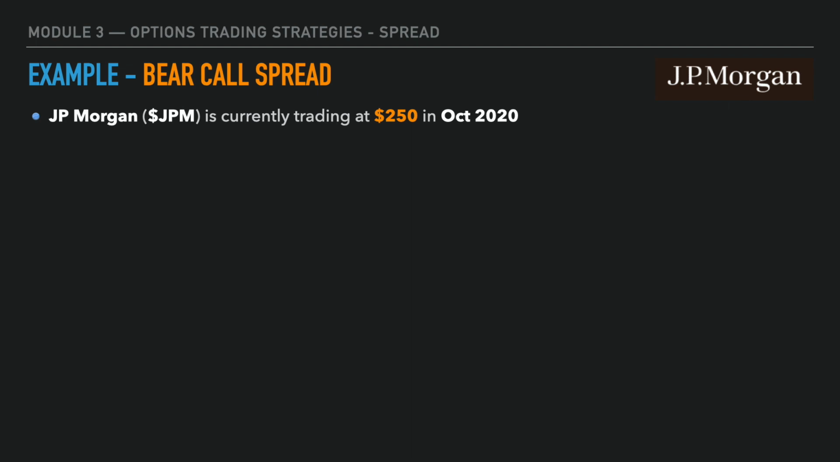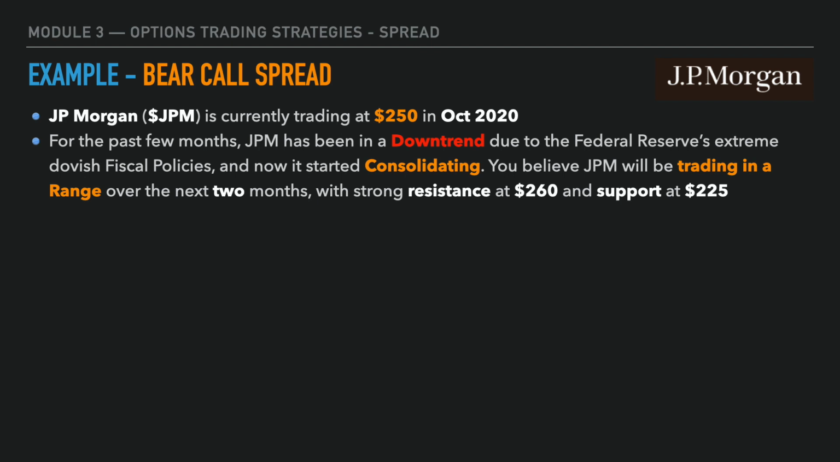Alright, now let's do a case study and see how exactly the bear call spread works with a real trade example. JP Morgan stock is currently trading at $250 per share in October 2020. For the past few months, because of the Federal Reserve's extreme dovish monetary policies, which hurt the financial stocks a lot, JPM stock has formed a clear downtrend, and now it has started entering a consolidation phase. After you did some technical analysis, you believe that JPM stock will be trading in a range over the next 2 months, with the strong resistance level at $260 and the support at $225.